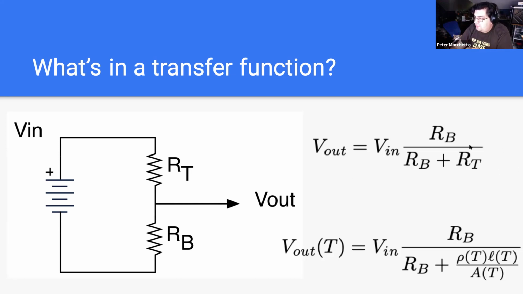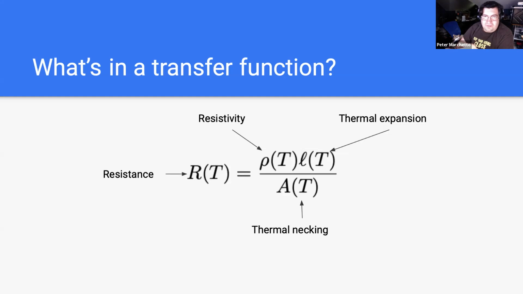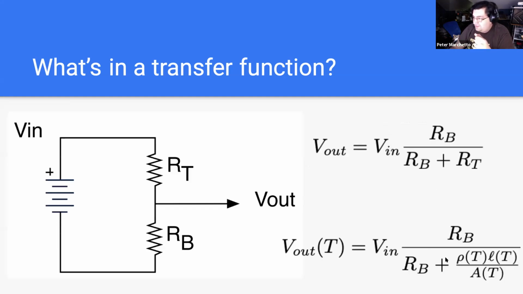So we wind up with these two expressions. We start out with just the voltage divider equation, V out equals V in times RB over RB plus RT. But then we expand that, because remember in the previous slide, R of T is its own function. So we can substitute in for that with this whole mess.